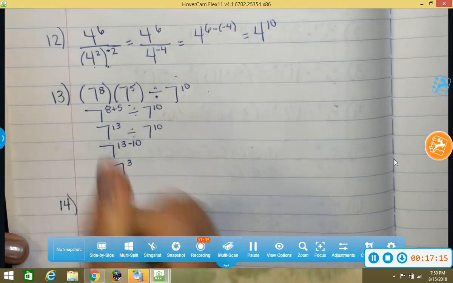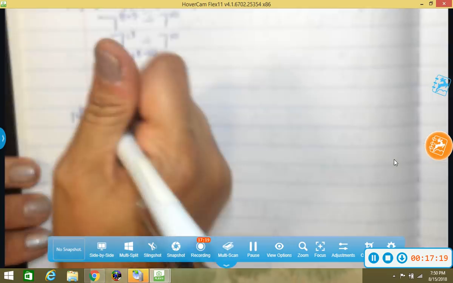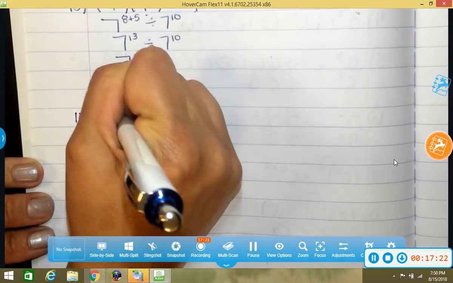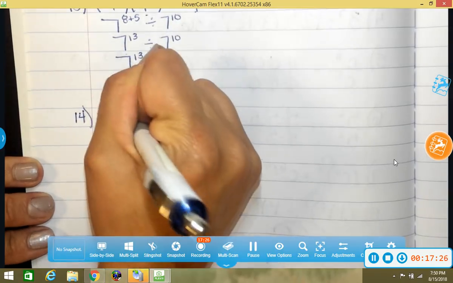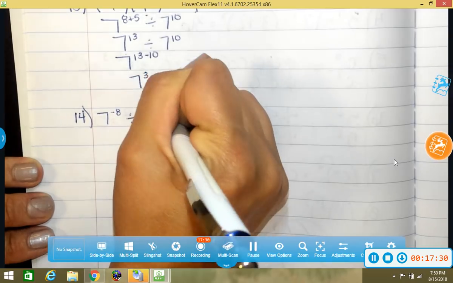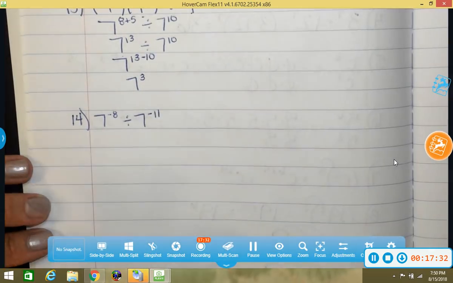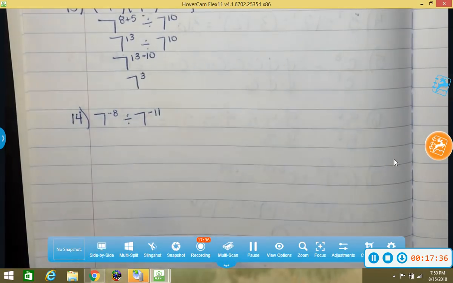Okay, number 14. I want you to try this one on your own. It's going to be 7 to the negative 8th power divided by 7 to the negative 11th power. Do not let the negatives scare you, and remember your exponent rules. Go ahead and pause it now and work on this one.